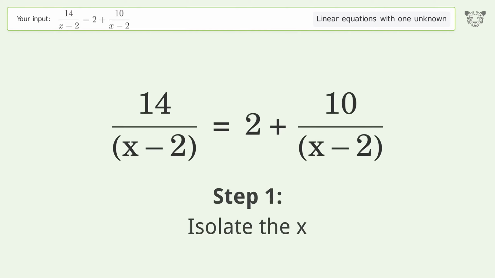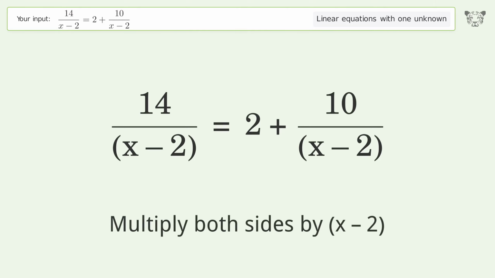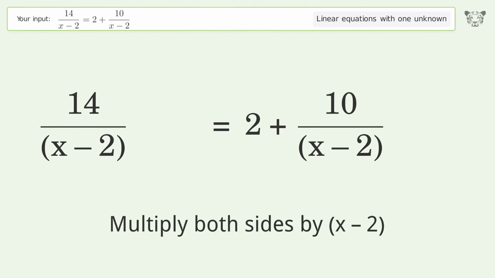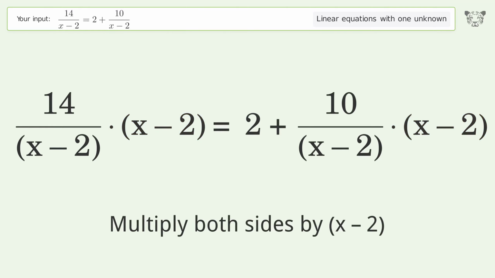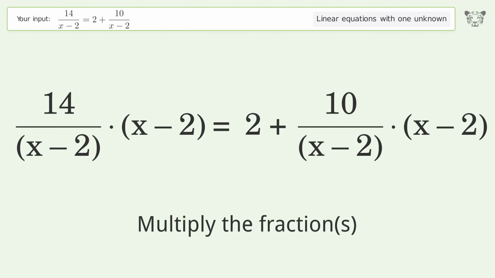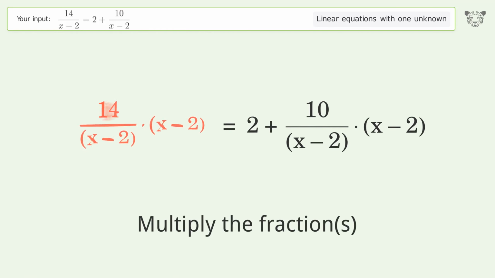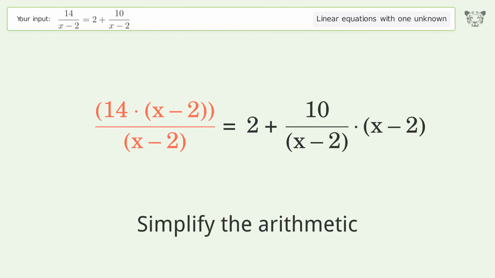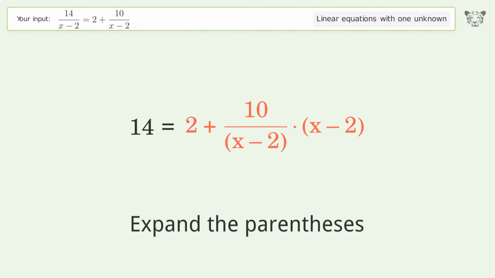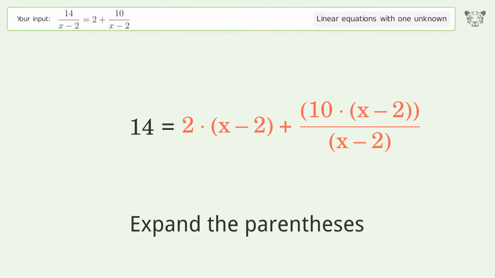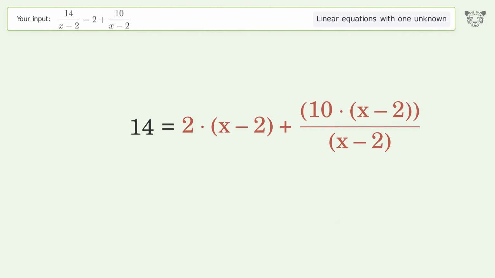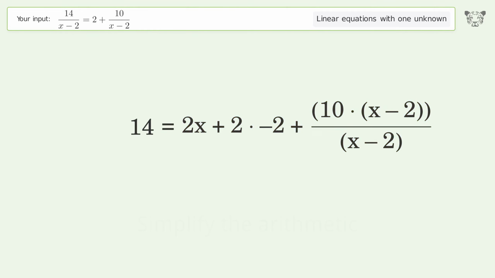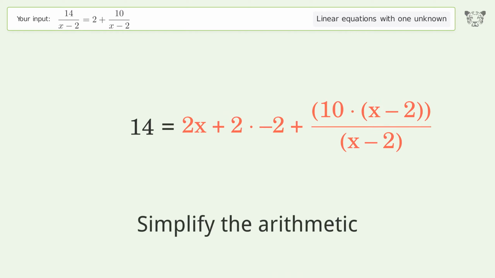Isolate the x. Multiply both sides by x negative 2. Multiply the fractions. Simplify the arithmetic. Expand the parentheses.